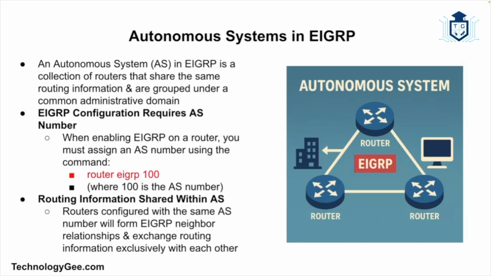All right, next we have what are called autonomous systems in EIGRP. So EIGRP is organized around autonomous systems, and when you configure EIGRP on a router, you assign it an autonomous system number, such as 100, as you can see on your screen written in red right there. And all routers within the same autonomous system will basically exchange routing information with each other. And this is similar to how the Border Gateway Protocol uses autonomous system numbers, but on a smaller internal scale.